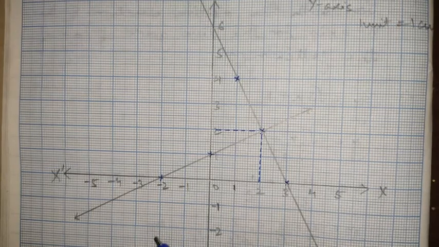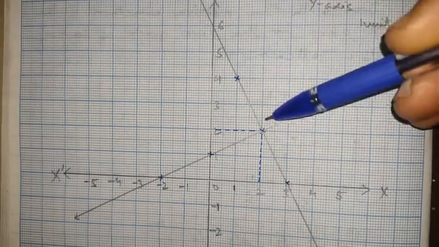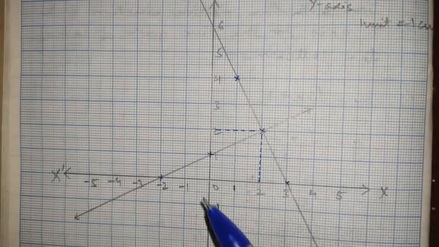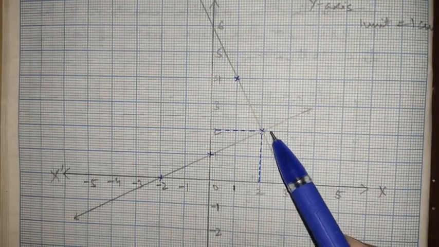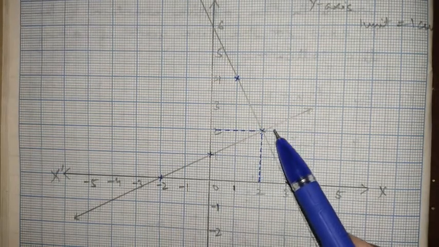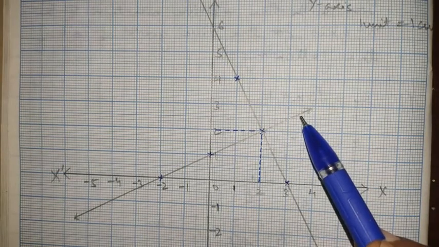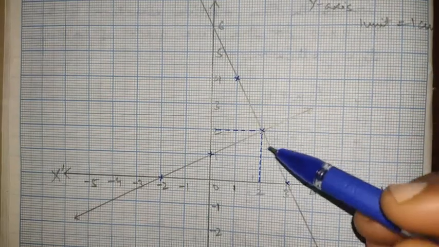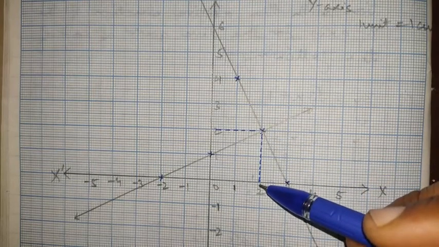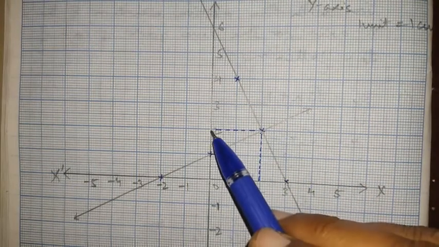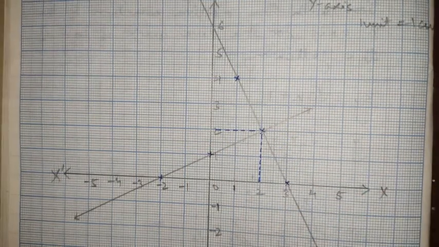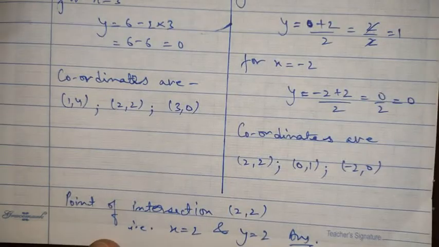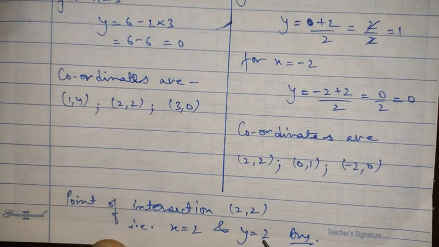As you can see, children, when I have joined these 3 points, I've got a straight line for the first equation, and when I've joined these 3 points, I've got again a straight line for the given equation, and both the straight lines are meeting at this particular point (2, 2). If you draw a perpendicular from this point on the x-axis as well as on the y-axis, you will find that this is your required solution. Remember, the point of intersection is coming out to be (2, 2). That means the value of x will be 2 and the value of y will also be 2.